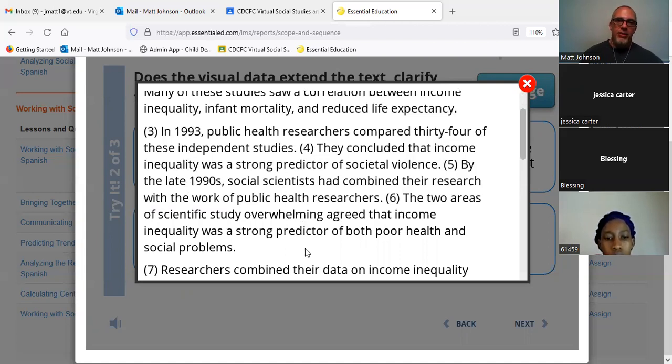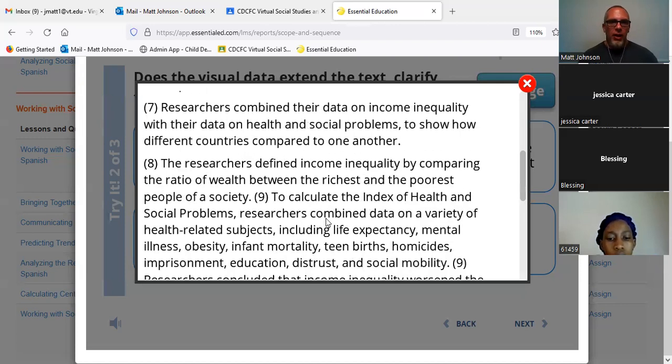By the late 1990s, social scientists had combined their research with the work of public health researchers. The two areas of scientific study overwhelmingly agreed that income inequality was a strong predictor of poor health and social problems. Researchers combined their data on income inequality with their data on health and social problems to show how different countries compare to one another. The researchers defined income inequality by comparing the ratio of wealth between the richest and the poorest people of society, right? So that's what I'm talking about, income inequality.